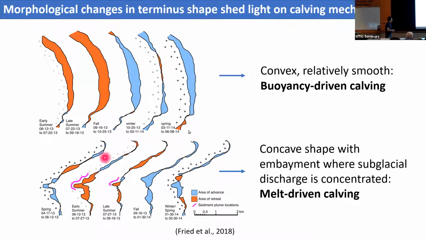But this type of glacier terminus has a concave shape with embayments where subglacial discharge is concentrated. And this type of glacier is most likely driven by meltwater. And you can look at this purple line over here. It represents the location of a plume, which is evidence of meltwater. The meltwater drains beneath the glacier and upwells to the surface of the water, forming this plume.